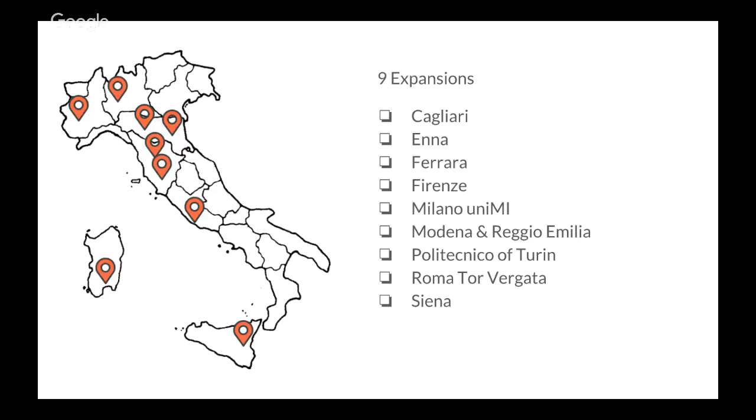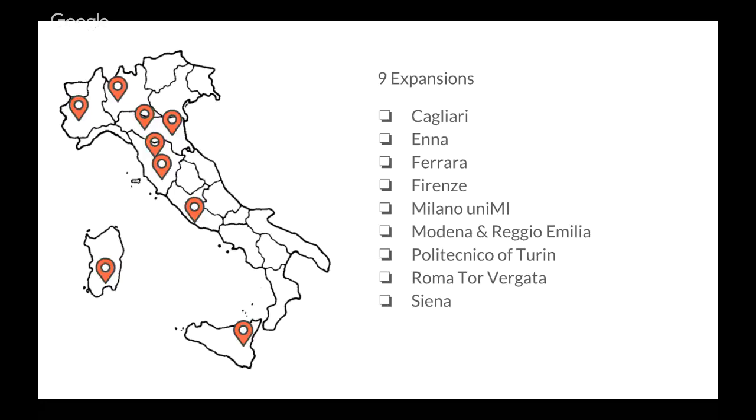Then we have the Polytechnic of Turin. Actually, it's the only Polytechnic in which we have a separate, let's say, chapter of ISEC. Then we have Roma Tor Vergata. Also in Rome, we already have two ELSIs, so this one is actually another chapter of ISEC in Rome. And then we have Siena.